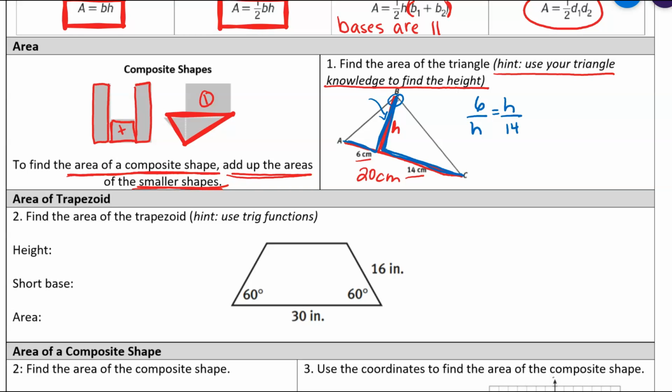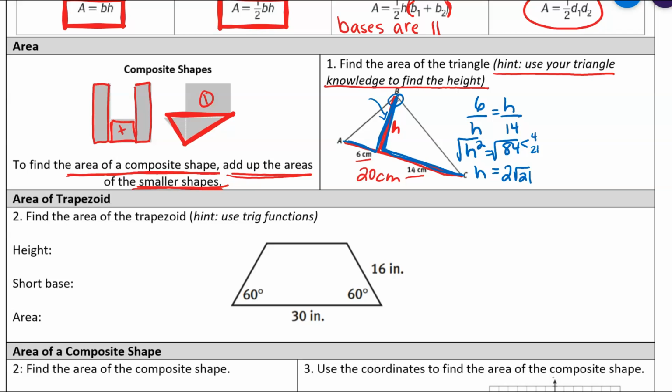It's similar right triangles. So we're going to get h squared equals 84. Square root both sides. H equals, I'm going to break this down by 4 and 21. That is going to give me 2 square root 21.